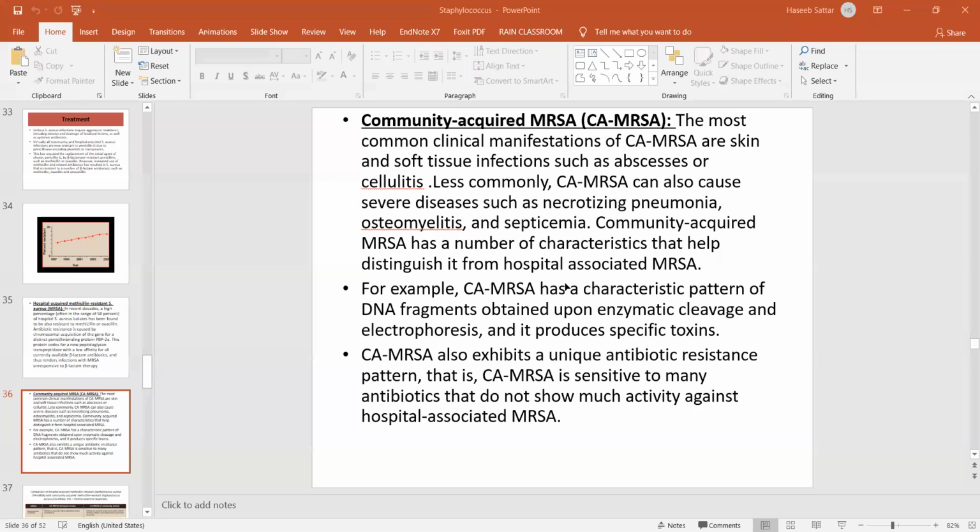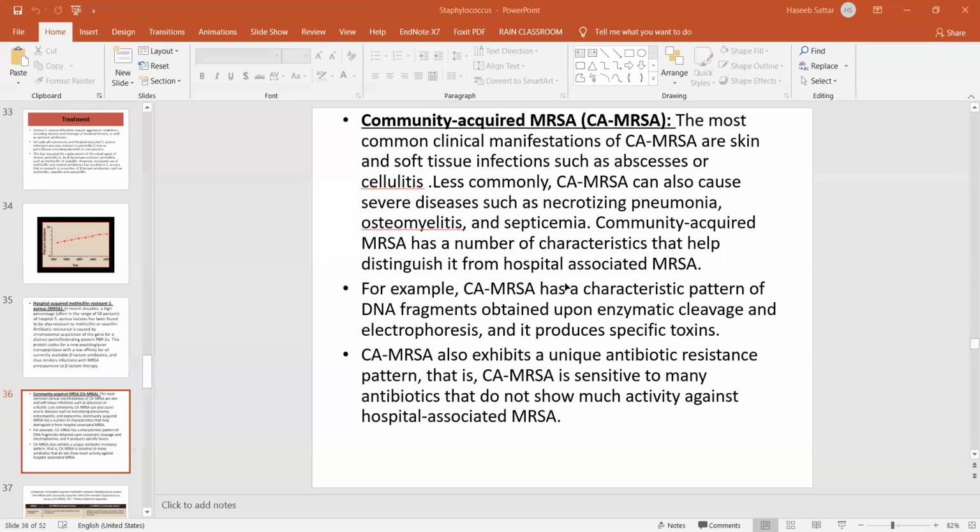Community acquired MRSA infections were first documented in the mid 1990s. They occur in people who were not at risk of MRSA infections, like those who never went to the hospital, but still got MRSA infection.